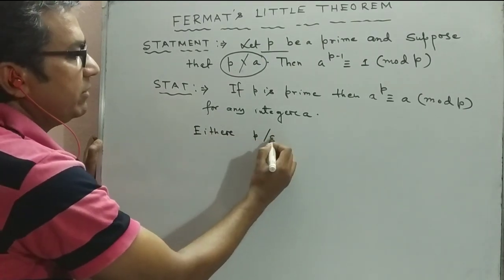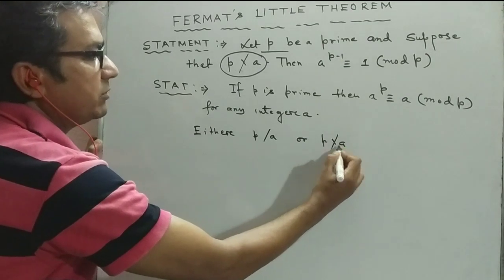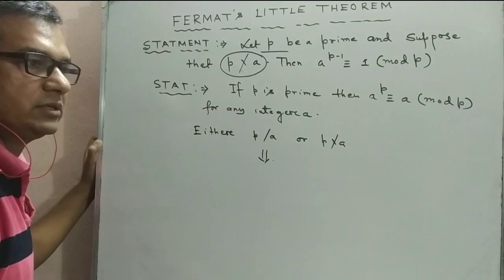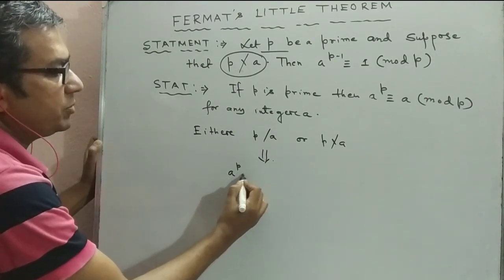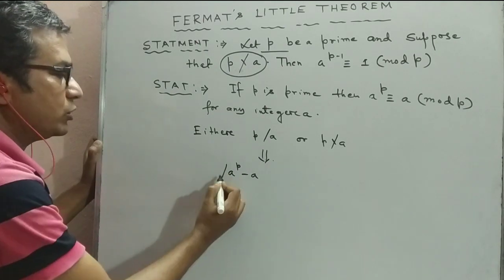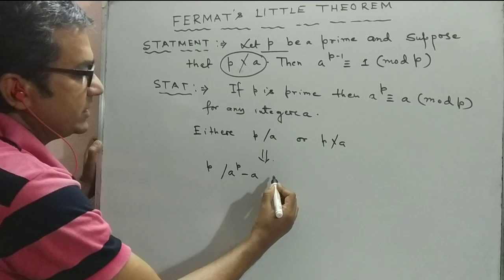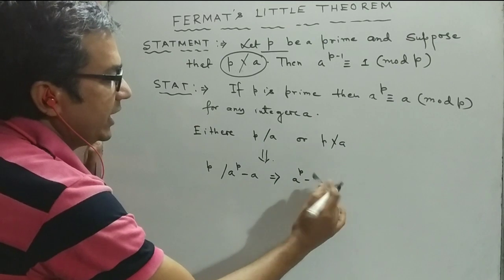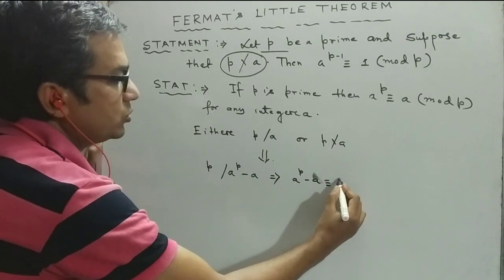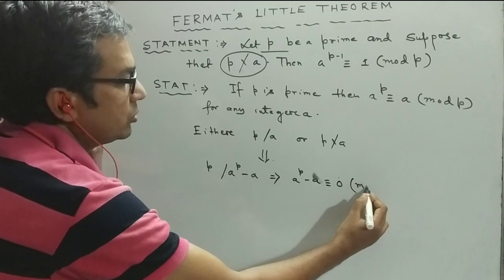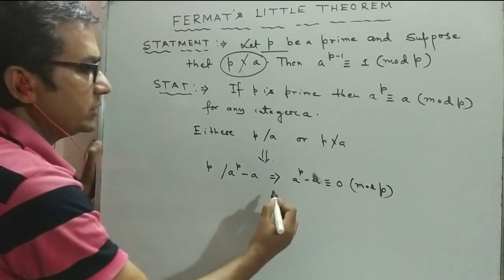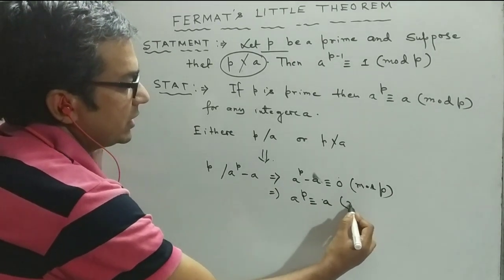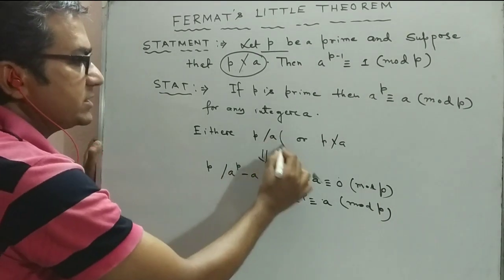Here we get the relation of a and p as either p divides a or p does not divide a. If p divides a, then a to the power p minus a is also divisible by p. That is, in this case, a to the power p minus a is congruent to 0 mod p. That is, a to the power p is congruent to a mod p. That is, in this case, it is proved.